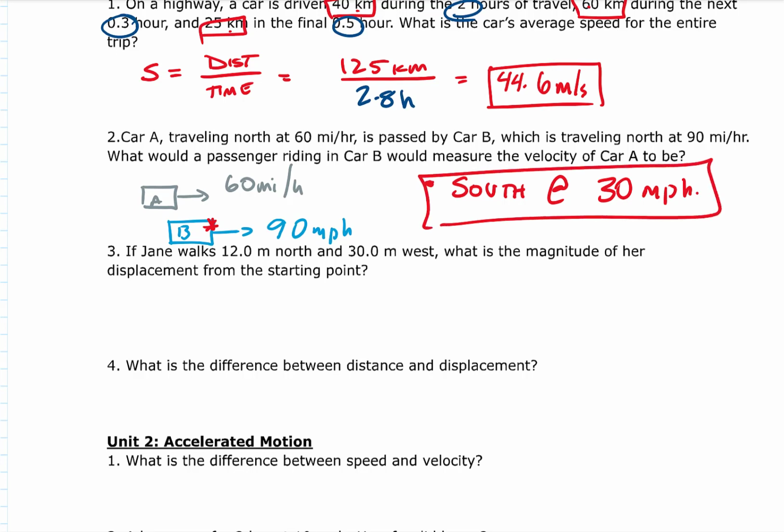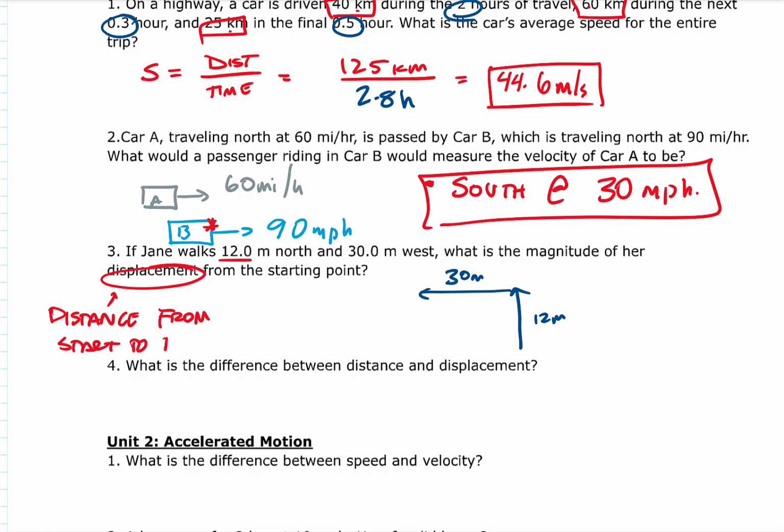All right. So if Jane walks 12 meters north, make sure we do this right. So we have 12 meters north and then 30 meters west. We want to know what's the magnitude of the displacement. Displacement is distance from start to finish.